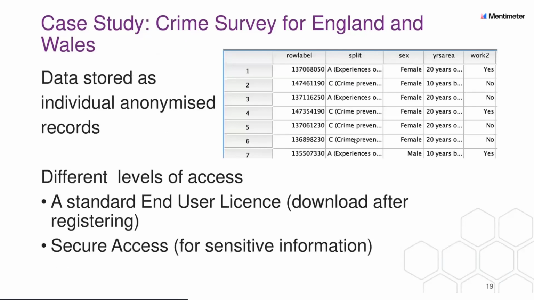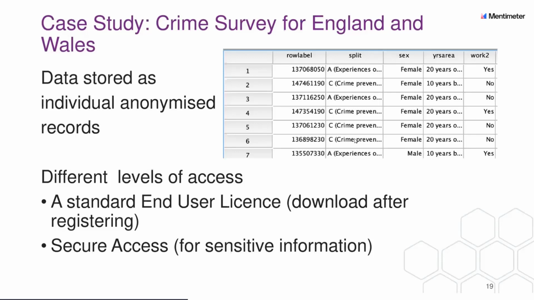If we look at where that record is, this is an SPSS type format, but it looks like a spreadsheet. We have individual anonymized records, and generally a number of these have been translated into written categories, so they're easier to understand. So we're looking at things such as sex, years in the area, and whether people are working, presumably the split is what this questionnaire is about.